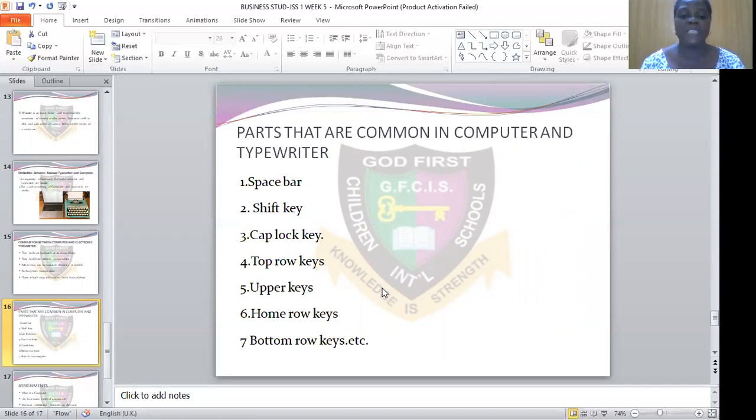Then we have the shift keys and the caps lock key. When you press the caps lock, everything you type will be in capital letters. We have the top row keys, the upper row keys, the home row keys, and the bottom row keys. We have come to the end of today's lesson.